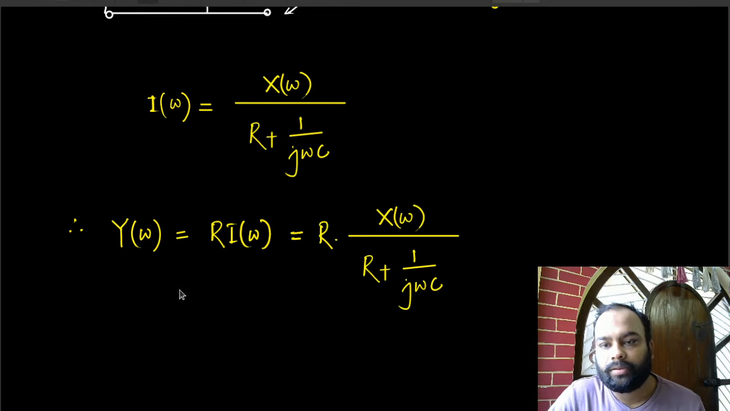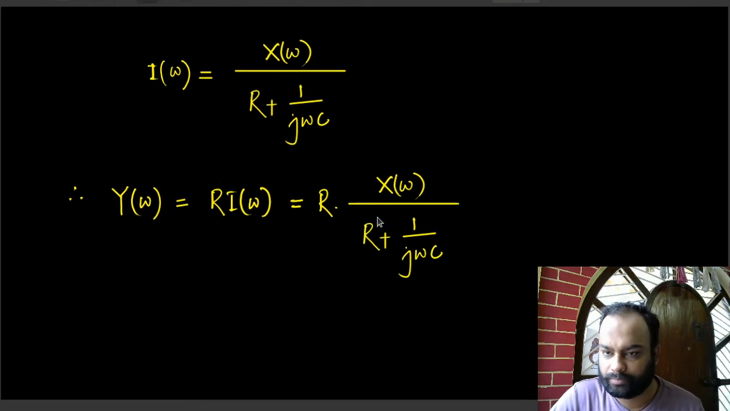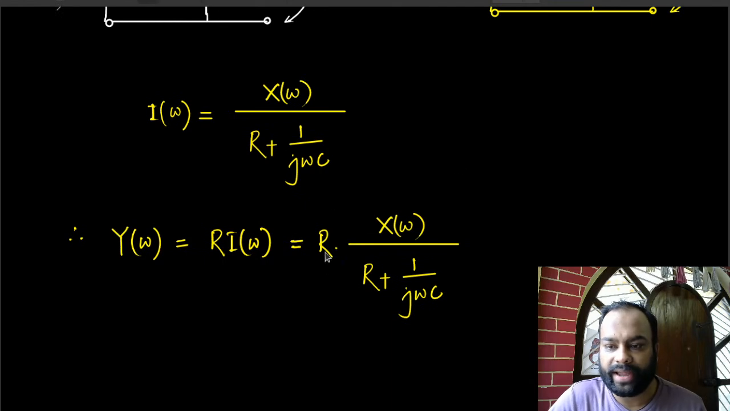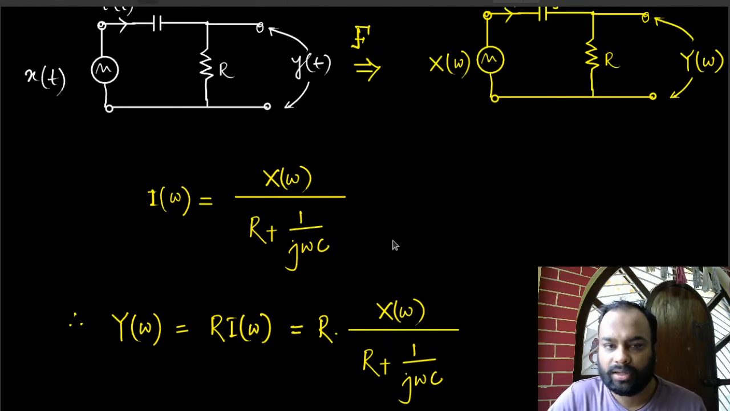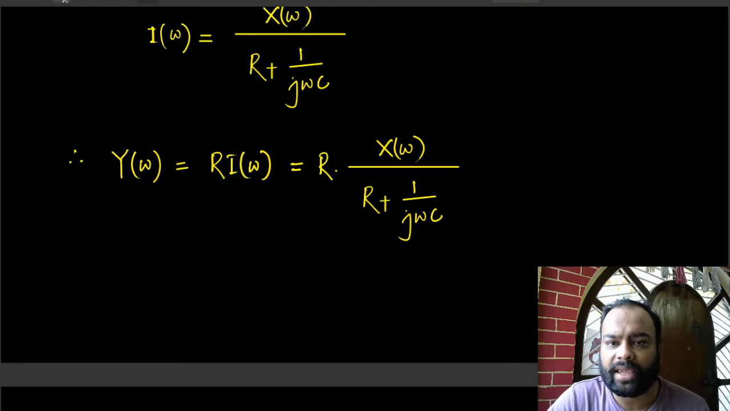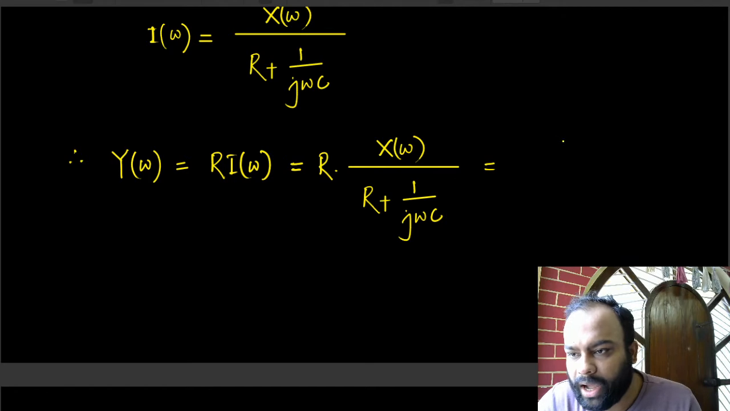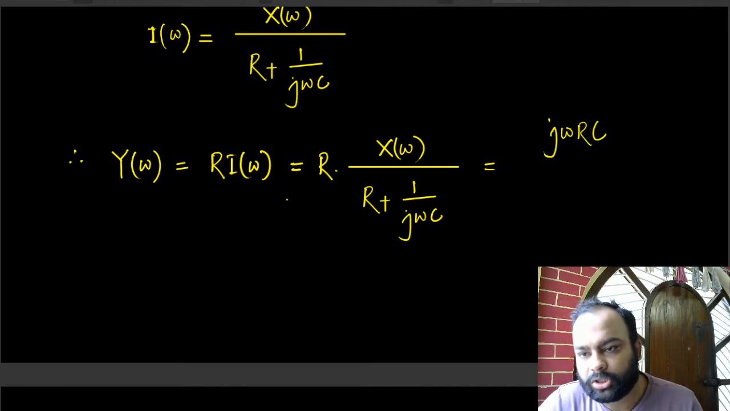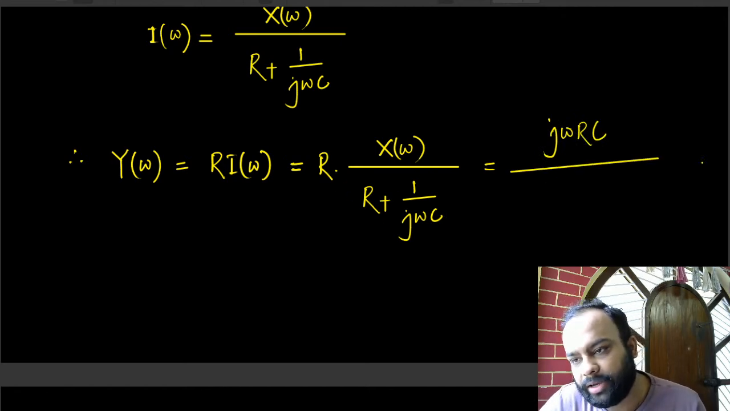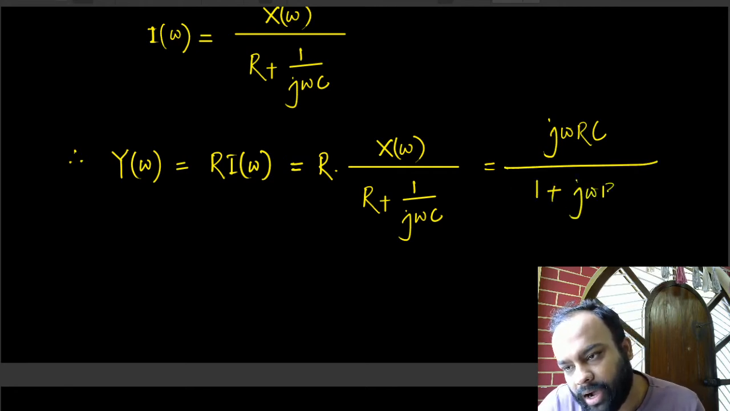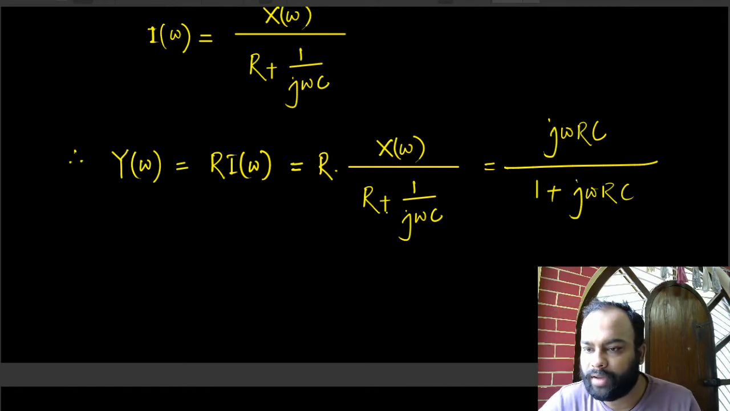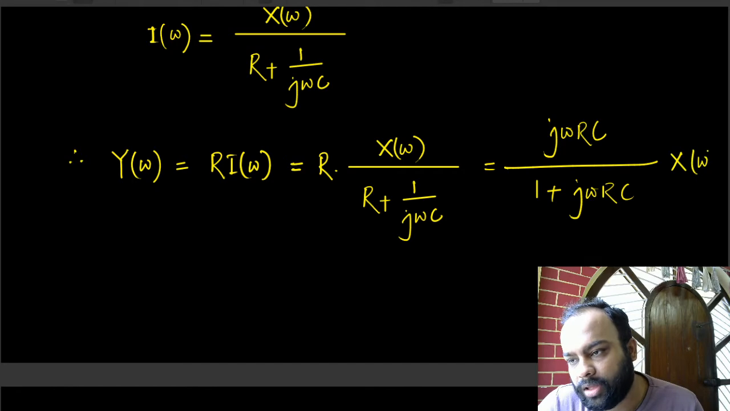So understandably, this is the current, and this is the voltage across the resistor, right? There is no issue with that. If I keep on simplifying this and pull this up, what do I get? In the numerator I get j omega RC, and in the denominator 1 plus j omega RC. So we have j omega RC into X(omega) over 1 plus j omega RC.